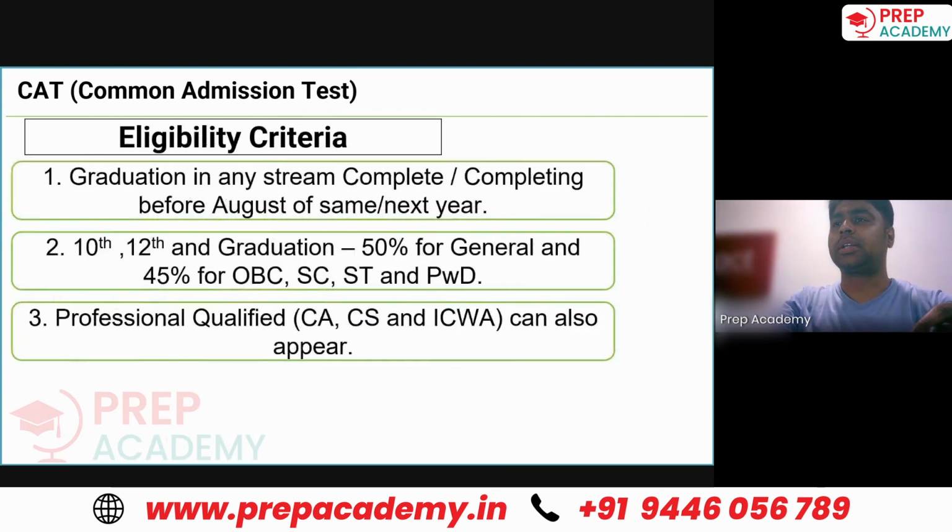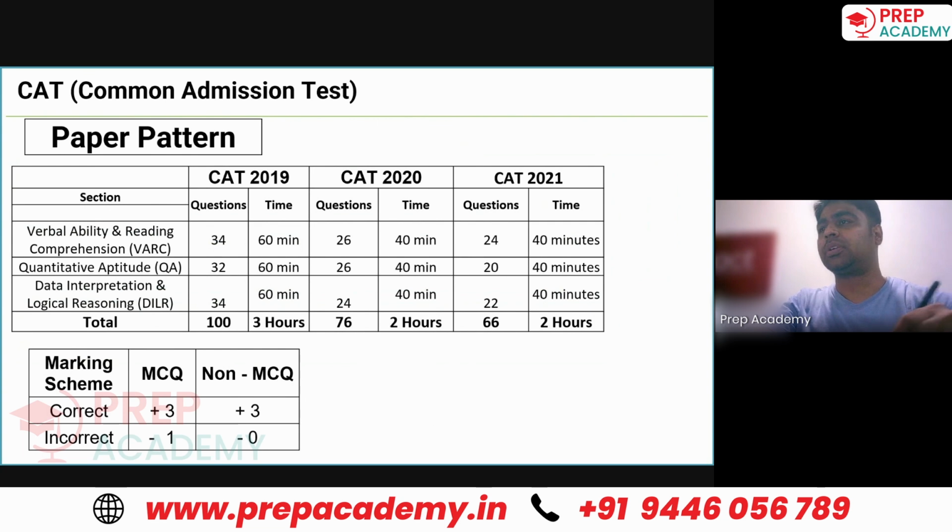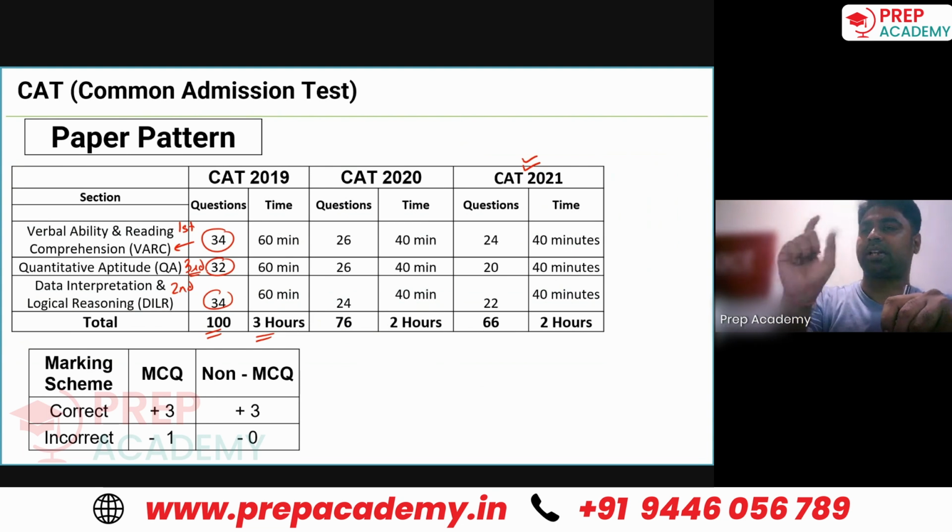This is a paper pattern which you already know. The paper pattern changed in the COVID year. Earlier there used to be 34, 32, and 34 questions. That is 100 questions, 3 hours. First the VRC section used to be there, then the LRDI section, and then in the last the quantitative aptitude section, with sectional cutoffs.